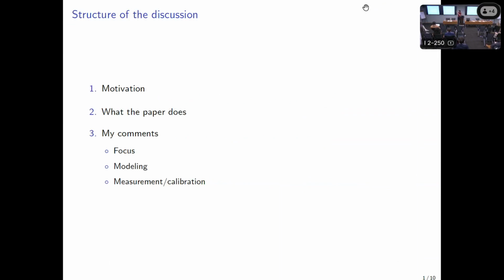This is going to be the structure of my discussion. First, I'm going to just talk about the motivation of rules of origin and give you a bit of what they are and why they're in place and so on and so forth. Then I'm going to try to be super fast in explaining what the paper does. And then I'm going to just give you some comments.